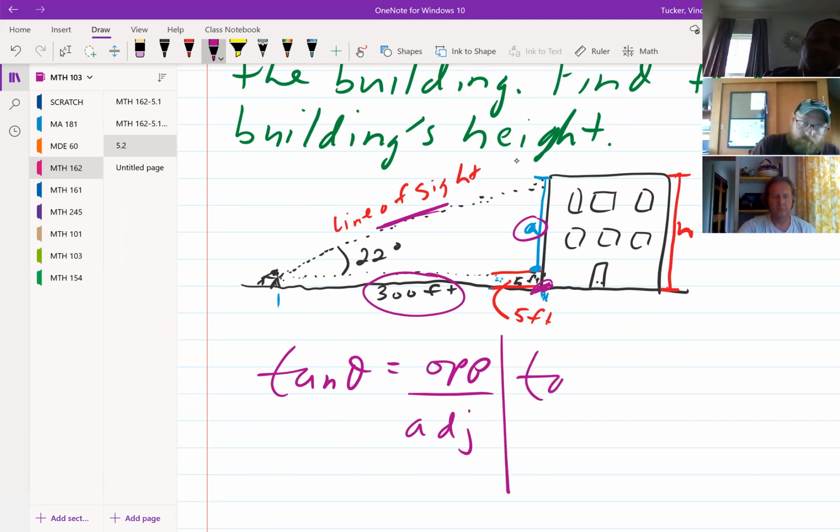So that means we're going to do tangent of 22 degrees. Also, make sure when you're doing calculations with your calculator that you're in degrees or radians accordingly. Right now we're dealing with degrees. If your calculator is set for radians, you will get the wrong answer, so be careful with that. Opposite of 22 degrees is our A. Adjacent to 22 degrees is the 300.